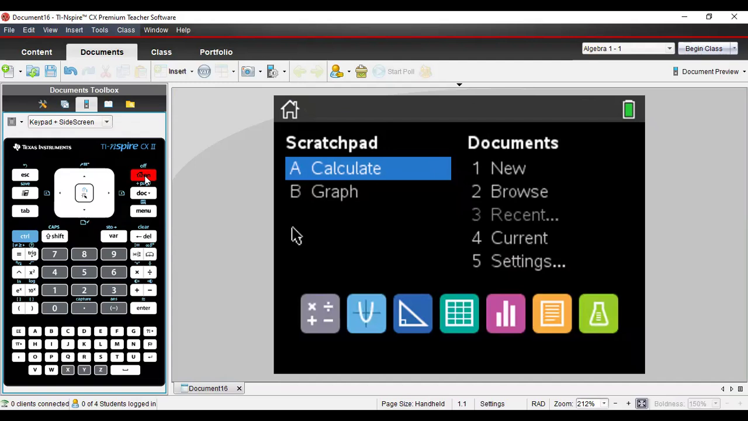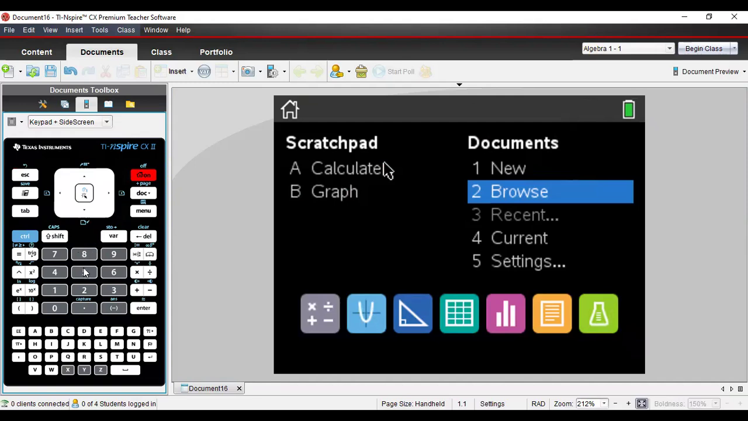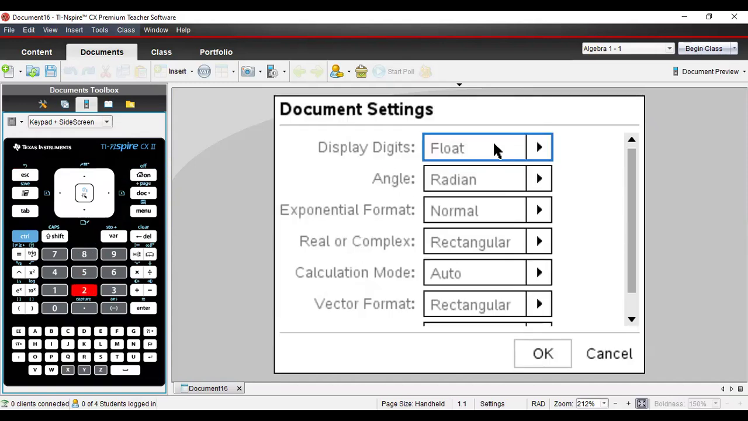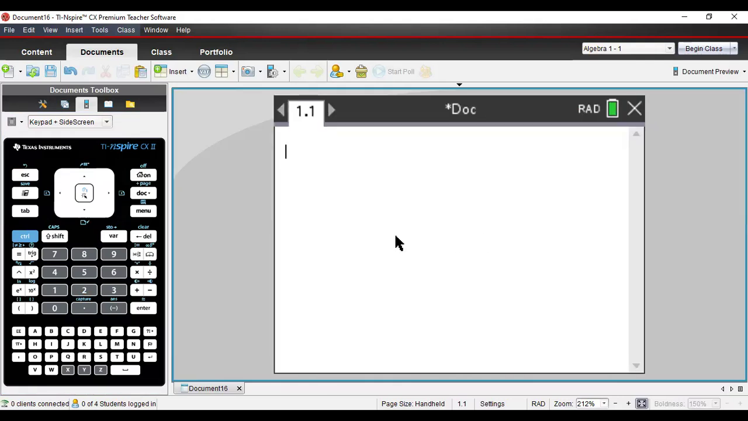Before I do this, I'm going to go to menu 52. Whoops, didn't mean to do that. Let's try this again. We're just going to do 52. And you see we have the settings set to float, so we're going to see all the decimals, which is what we want.